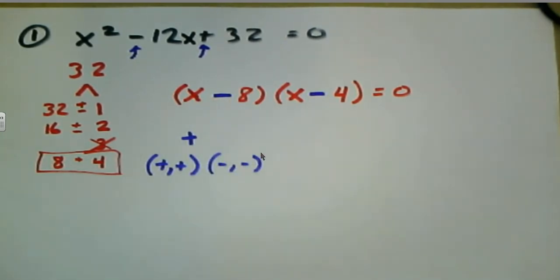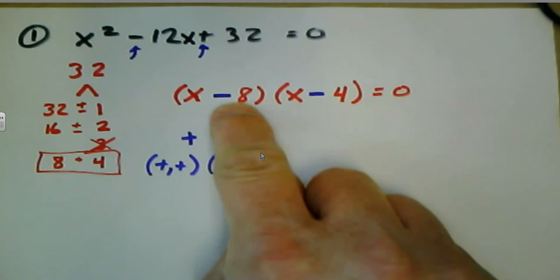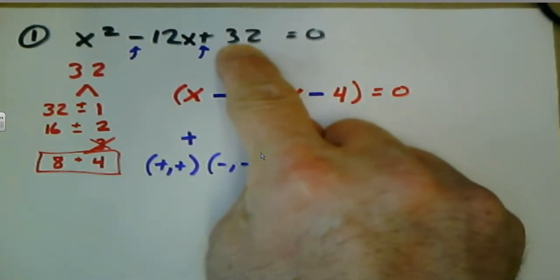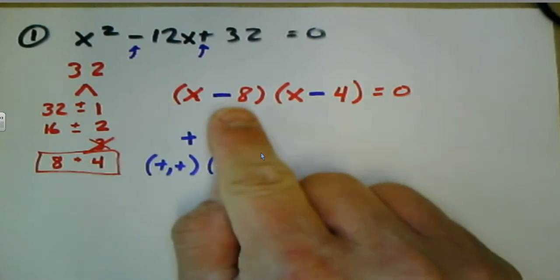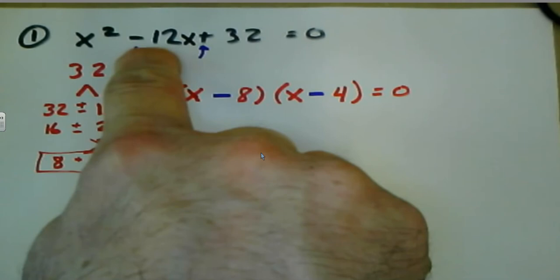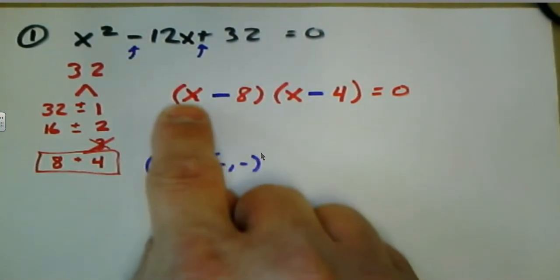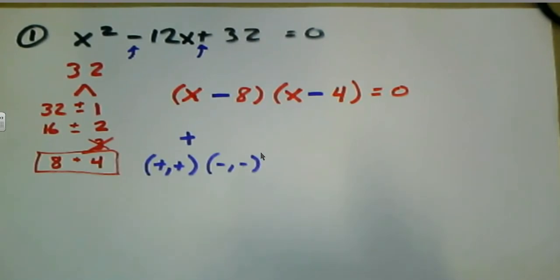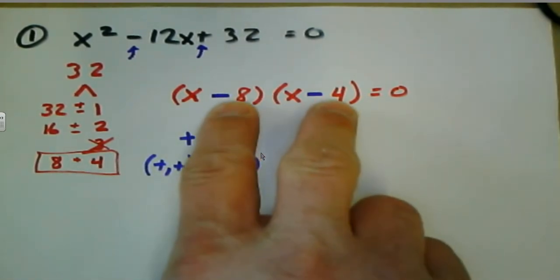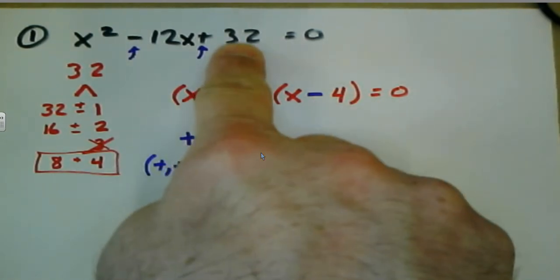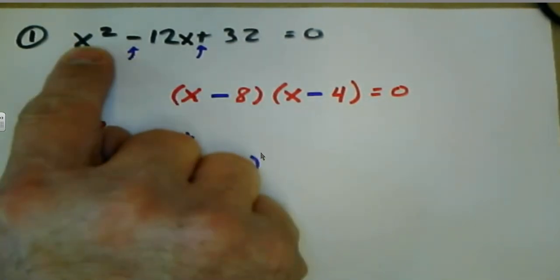Now we check it. Negative 8 times negative 4 is positive 32. You can check that on your calculator. Negative 8 plus negative 4 is negative 12. We're done. Oh, by the way, x times x is x squared. You see how we got that? Add these two together, I get the negative 12. Multiply these two together, I get the 32. Multiply the x's together, I get x squared.